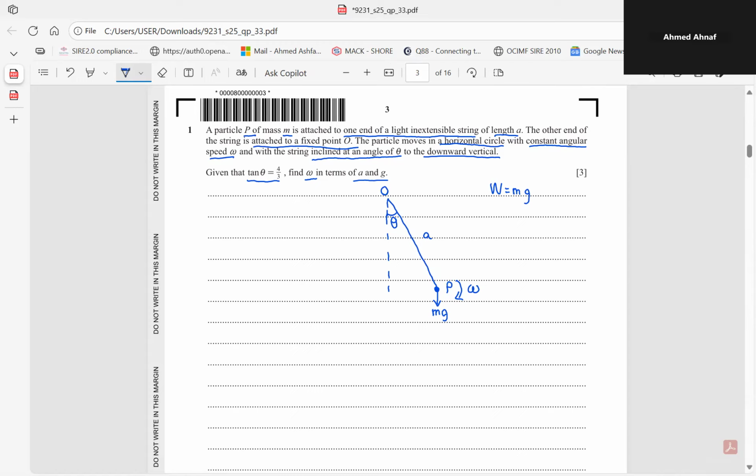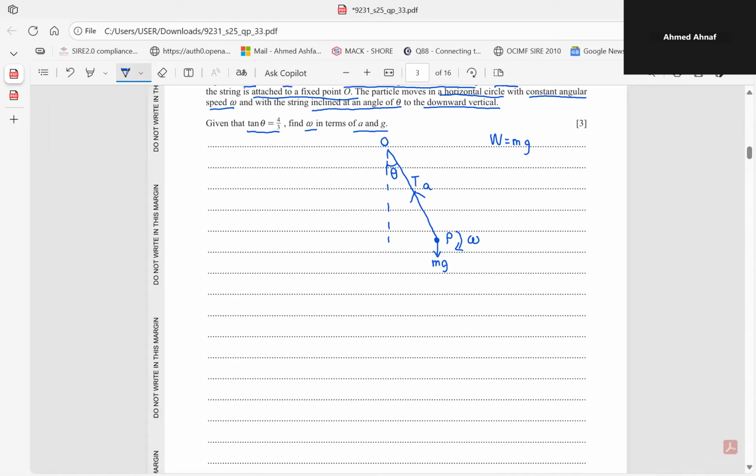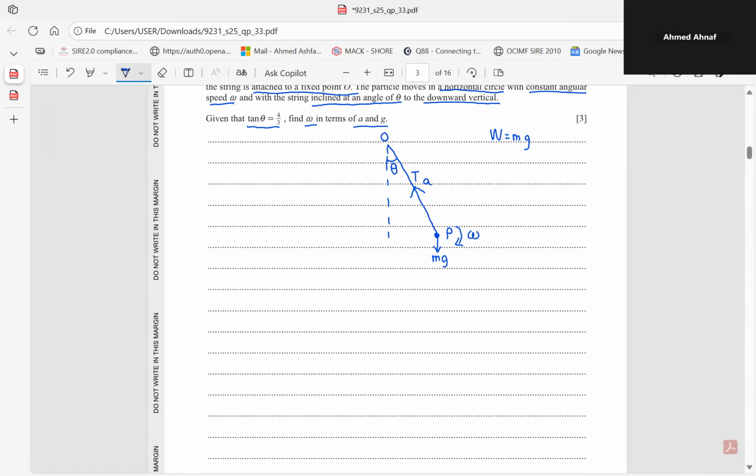And now let's label all the remaining forces. So obviously, since it's a string, there has to be tension acting in this direction, right? These are all the forces. Now we can find omega. So first of all, let's take all the vertical forces. So we've got the weight, and the vertical component of the tension, which is T cos theta.